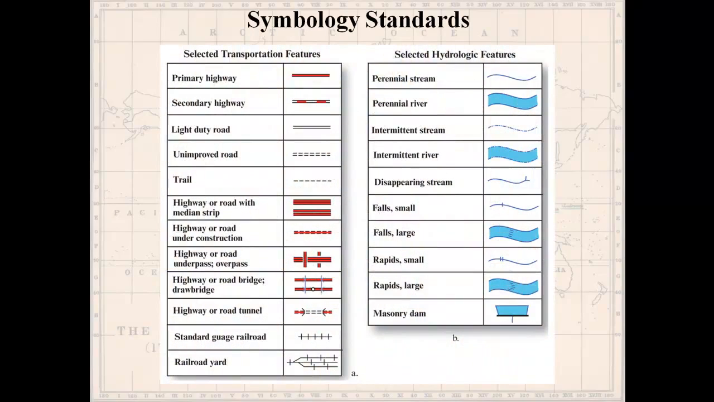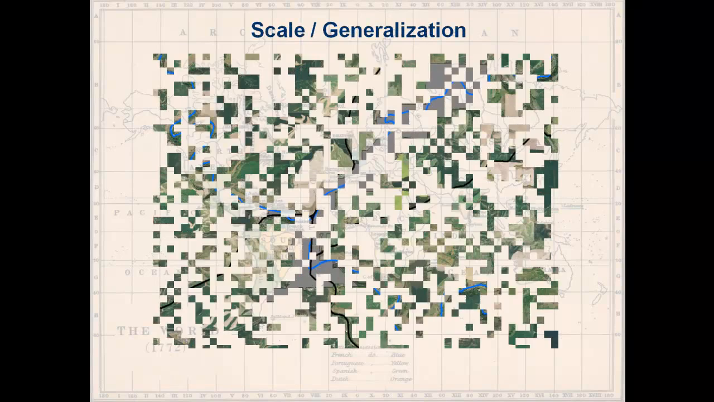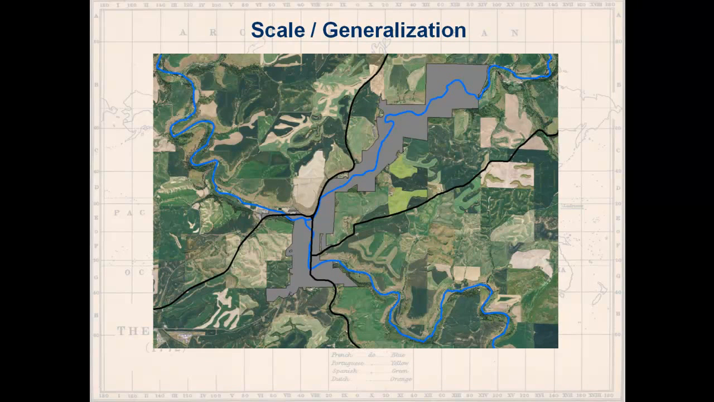These are some other standards for linear features, in this case highways and railroads, stream features, hydrologic features. So a lot of these symbols are standard, and if you use the standard symbols, it's going to convey better meaning than if you use a unique symbol that only you understand. One of the other things you need to consider with symbology is scale and generalization.